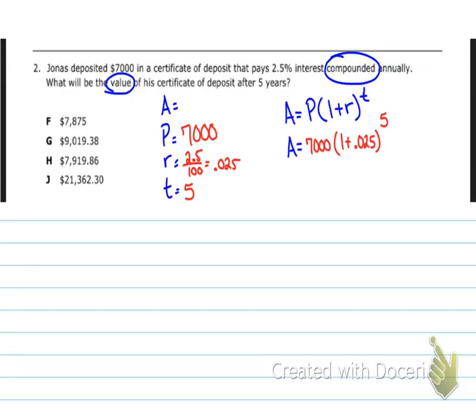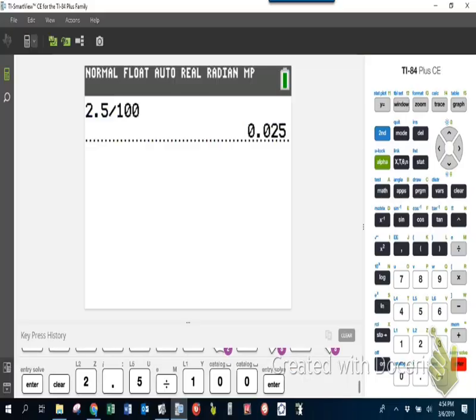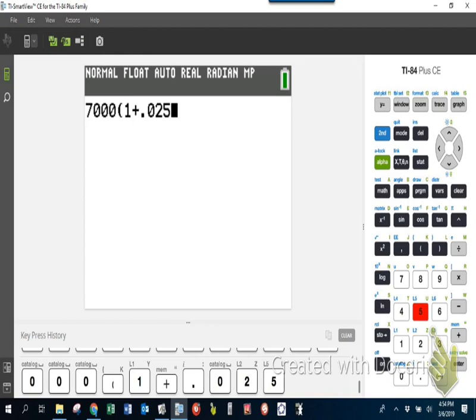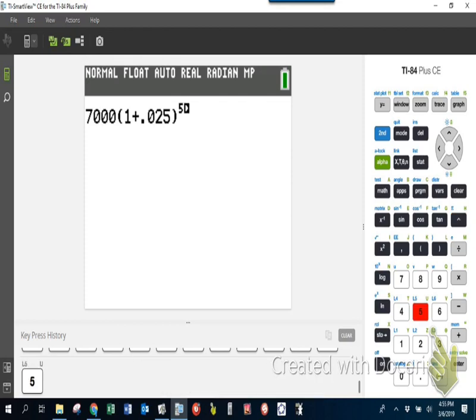Now, let's go ahead and type in that formula so we can find out what A equals. Remember, this is going to give me the amount of the account. That's what A means. A means total amount. So let's go ahead and type in 7,000 parentheses 1 plus 0.025. Careful right here. A lot of people type this wrong. And then to the power of T, which in this case is 5. So I end up with $7,919 point, and this is to the nearest penny, 0.86 cents.